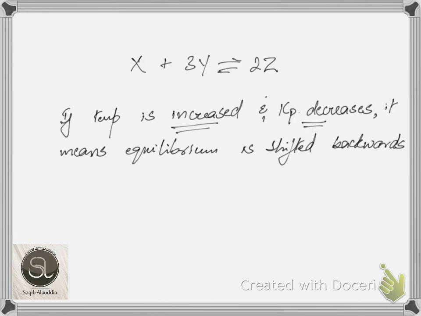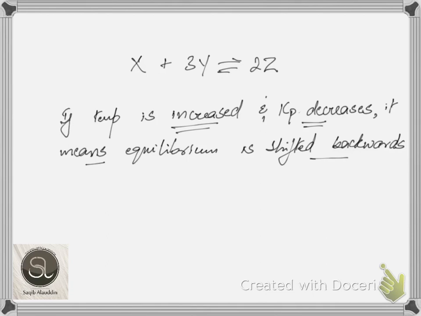Now, Kp can only decrease when the partial pressures of the reactants are more. So, in other words, it means that the equilibrium is shifted backwards. From this, we know that when you have increased the temperature, the equilibrium is shifted backwards. Again repeating, because Kp has decreased, the partial pressure of the product is lesser and the reactant is greater, which is only possible if the equilibrium shifts backwards.